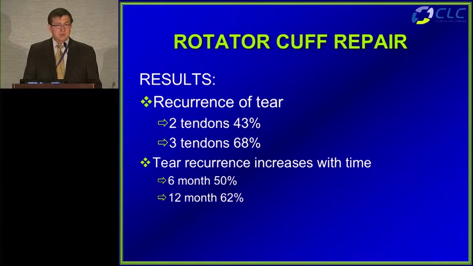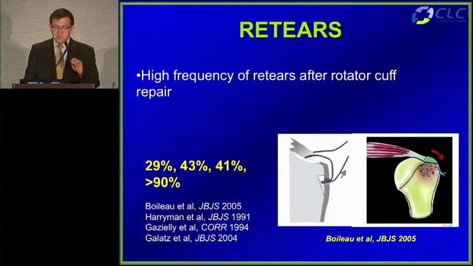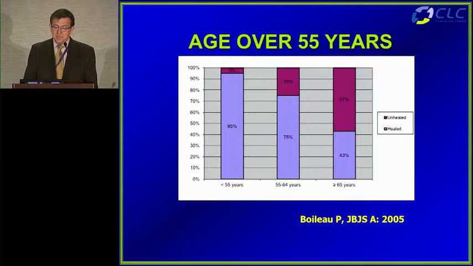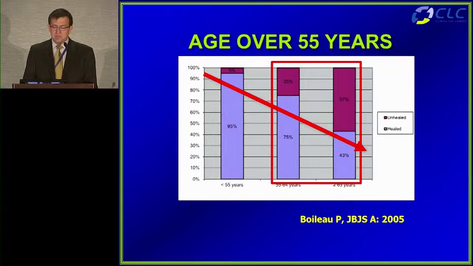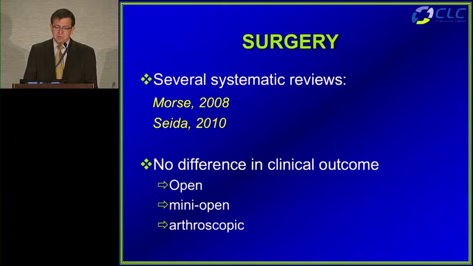The recurrence rate depends on the size: the more tendon we have to repair, the more recurrence, with recurrence that goes sometimes to 68% and sometimes to 90%. And the recurrence increases with time. Normally, in 50% of the cases, the recurrence is present at 6 months and 62% at 1 year. Here we have different studies that show recurrent tears that go from 29 to 90% of the cases. When the age goes over 55 years, and this is a study published by Dr. Boileau, we have unhealed tendon in more than 57% of the cases.